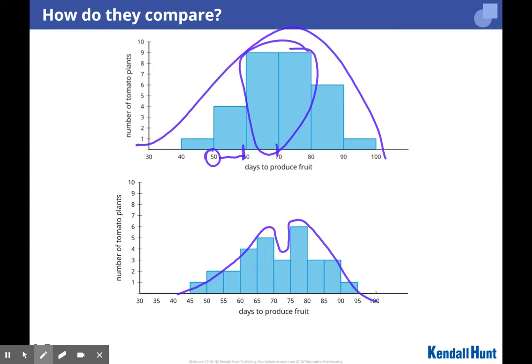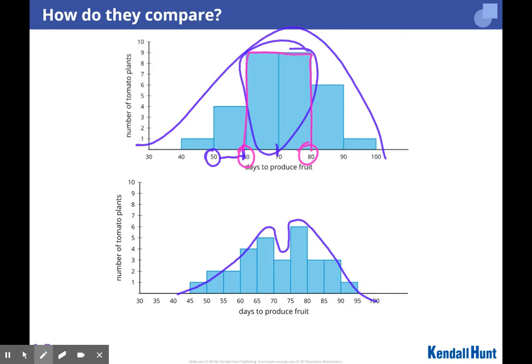So the next question, according to each histogram, what appears to be the typical number of days it takes a tomato plant to produce tomatoes? So using the first histogram, it appears that the typical number of days is somewhere between 60 and 80. You can see right here, 60 to 80. Both of these had 9 tomato plants that grew there.